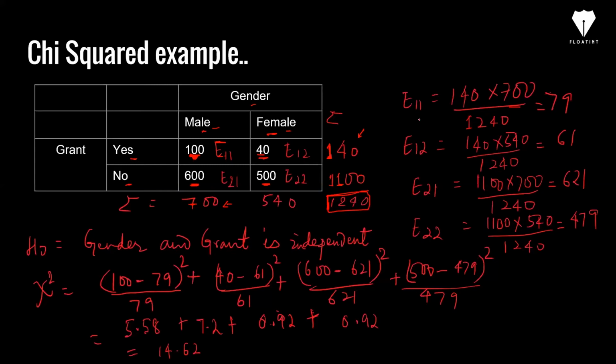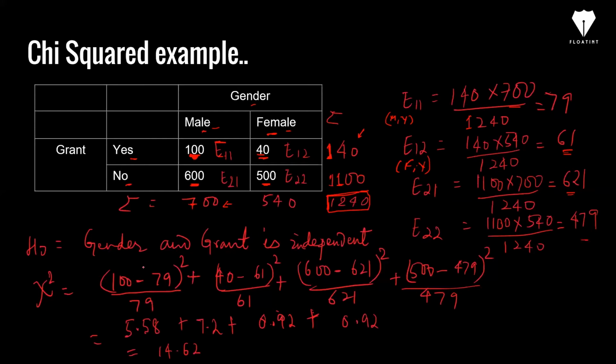What will it give me? It will give me, for male and yes, based on statistics, what should be the expected number, and that expected number is coming out to be 79. Similarly, E12 means female and yes, the expected value I'm getting is 61. It means by statistics it should be around 61. Similarly, E21 I've calculated, that will come out to 621. E22, that is female not selected, that should be 479.